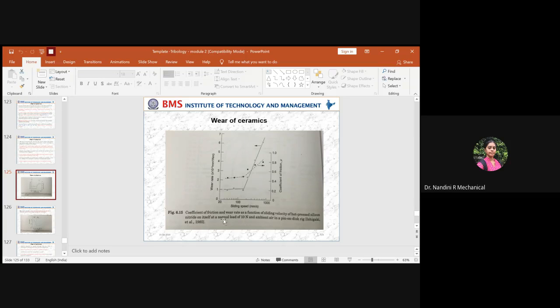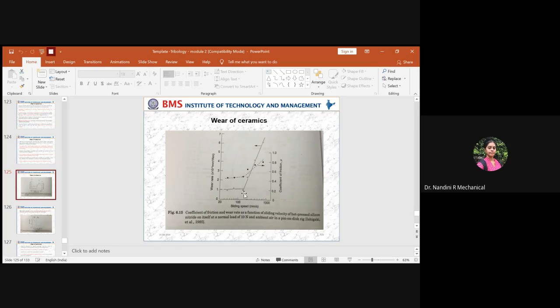Here you can see that this is again the sliding speed. So the wear rate here is plotted along the y-axis. So this is the graph that we have to understand. Until the sliding speed was 100-plus per second, the wear rate was almost negligible, meaning it is a very low value. So this is the safe zone of the sliding speed.